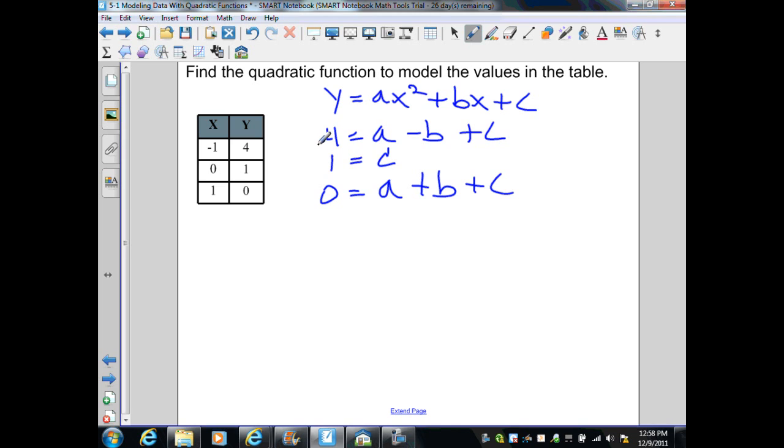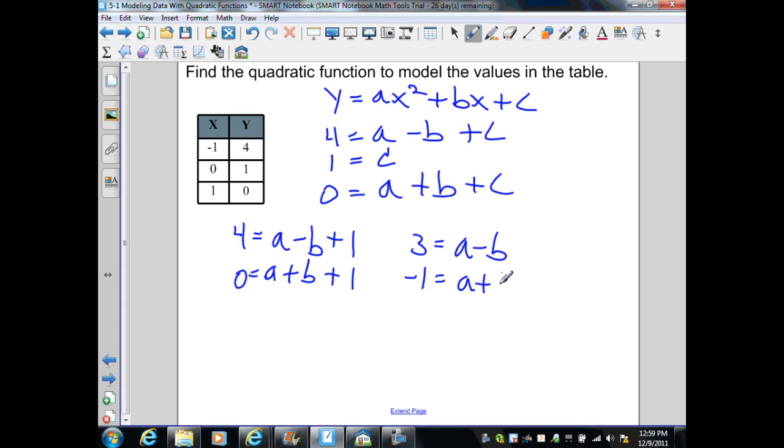Therefore, my 2 equations are 4 equals a minus b, and then I have a 1 that goes in for c, plus 1. My next equation, 0 equals a plus b, and for c, I'm going to plug in a 1. Let's simplify each equation by subtracting 1 on both sides. When I do that, I'm going to get 3 equals a minus b. Here, when I subtract 1, I'm going to get negative 1 equals a plus b.